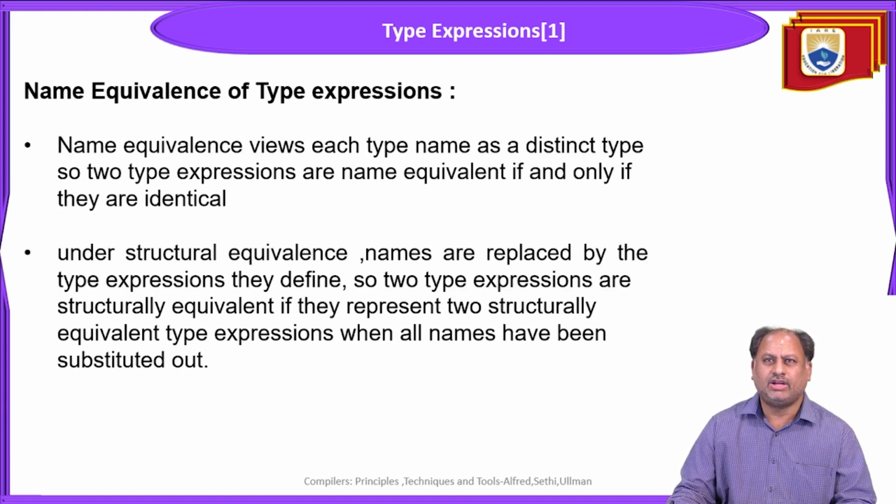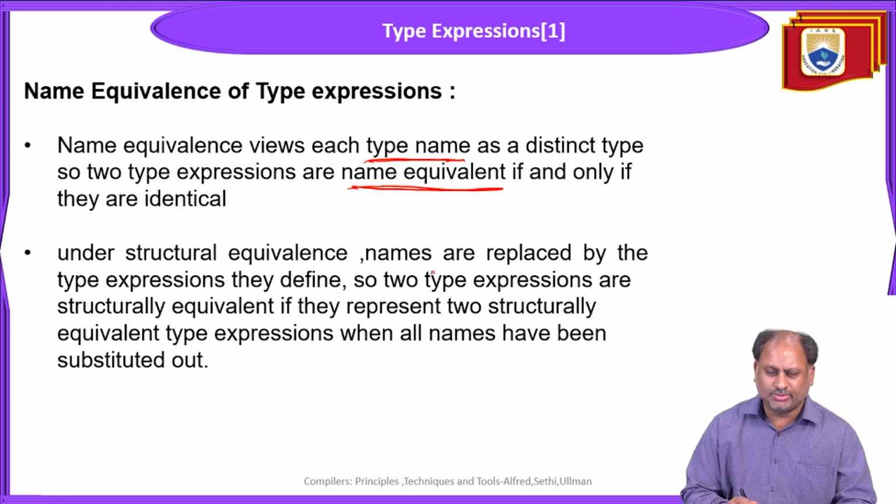Name equivalence verifies each type name. Previously we have seen the name for each and every variable. If they are distinct types, then equivalence can be verified with the help of these names, the name types. Under structural equivalence, which you have seen previously, the names are replaced by the type expression. So in structural equivalence we verified with the type expression.